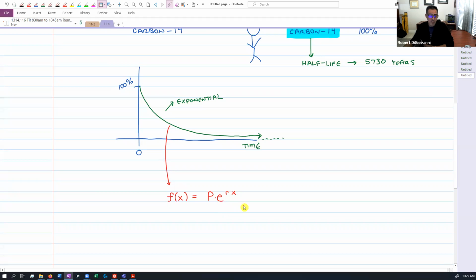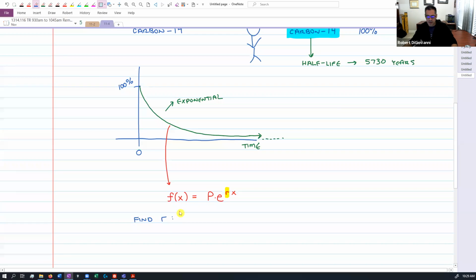What we need to figure out is what R is. You know how R for the money in the account was our interest rate. Here, R is going to give us how quickly the carbon-14 is going away, how fast it decays. So here's how you get R. Our goal here is to find R.